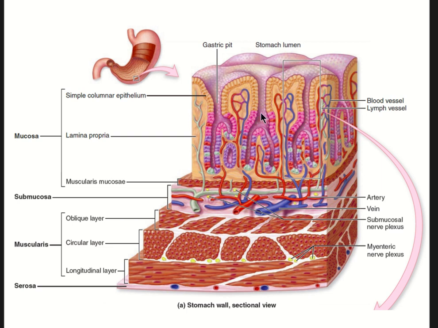And if you think about it, that makes sense because what's one major thing we're going to be secreting here in our parietal cells? Our parietal cells are going to be secreting intrinsic factor, which you need to help you absorb vitamin B12 in your small intestines. But you're also going to be secreting hydrochloric acid.